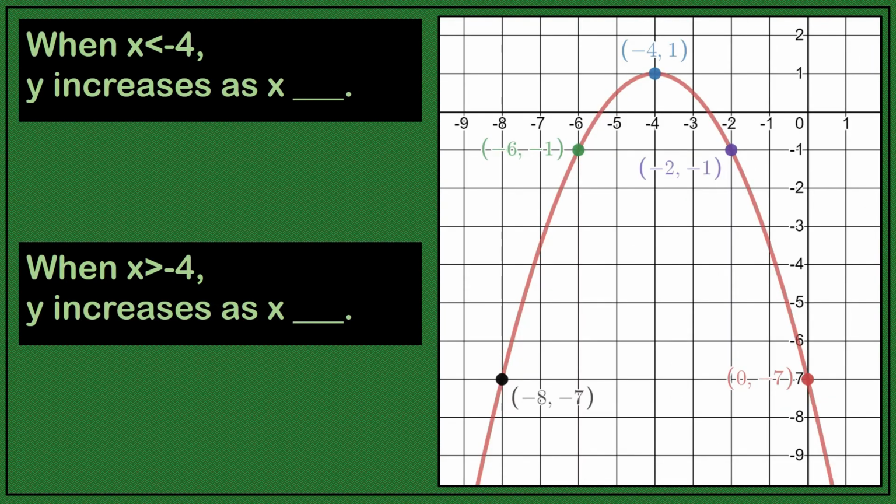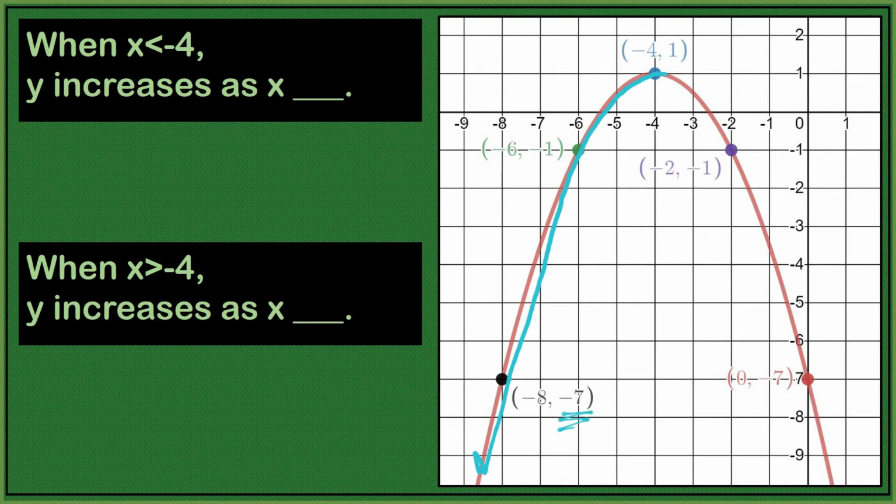This problem is basically the same as the last problem, except on this problem, the parabola opens down, which might change our answer. So the first thing they want to know, when x is less than negative 4. Well, when x is less than negative 4, they're talking about the left-hand side of the graph. That's where it's less than negative 4. And it says y increases. Well, for y to increase, we're going to have to take a look at this.